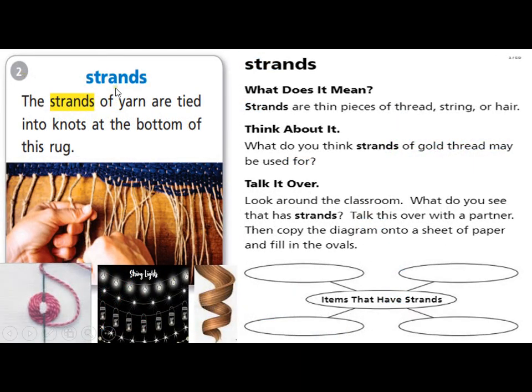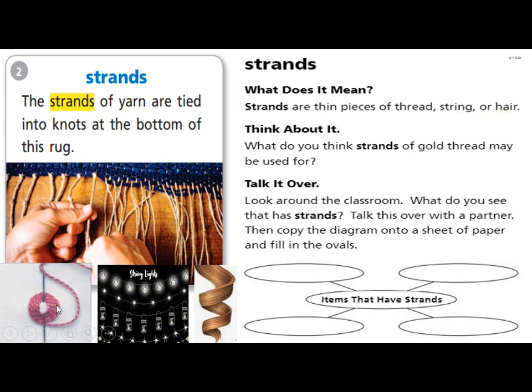Number 2, strands. The strands of yarn are tied into knots at the bottom of this rug. So as you can see here, this is the yarn, this is the strand. They knot them together at the bottom of the rug, so the yarn will stay put and won't move, and it will stay in shape. So what does a strand mean? Strands are thin pieces of thread, string, or hair.